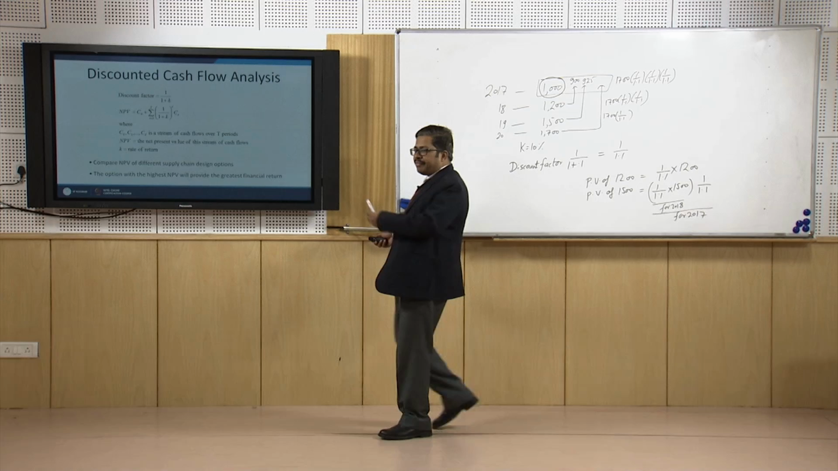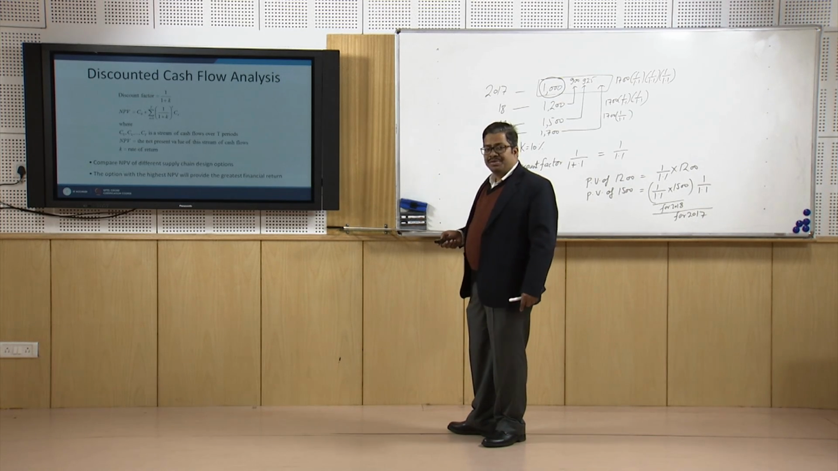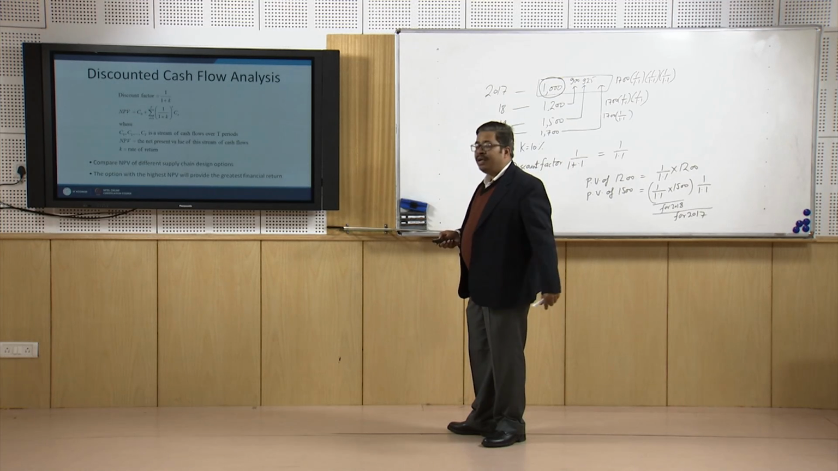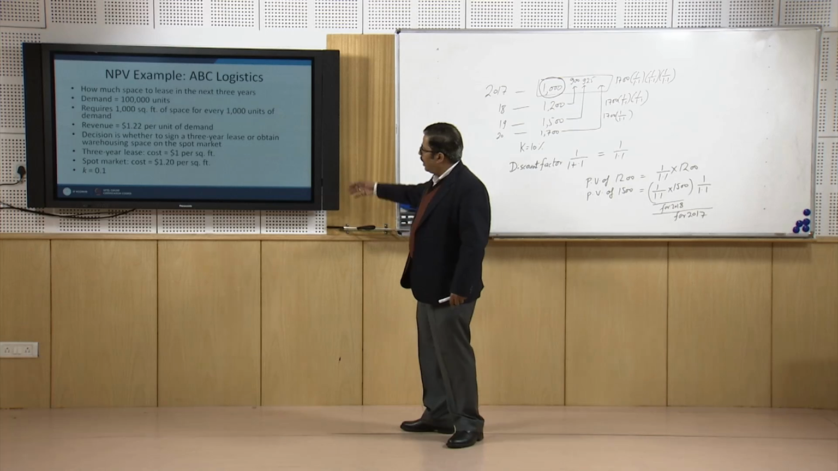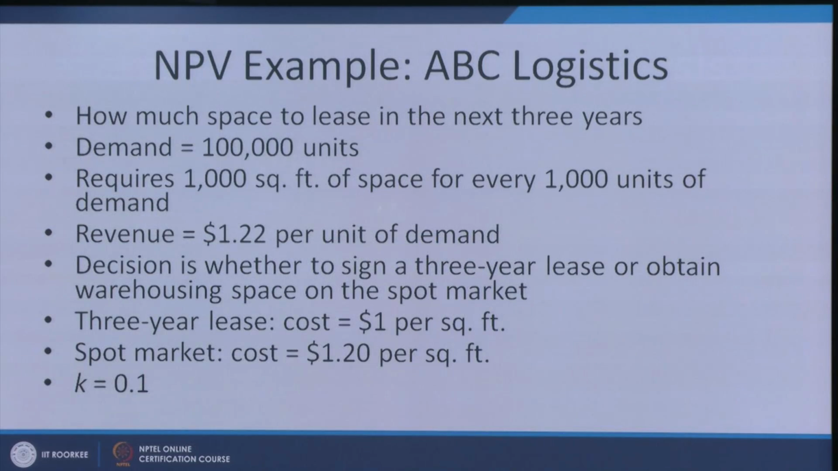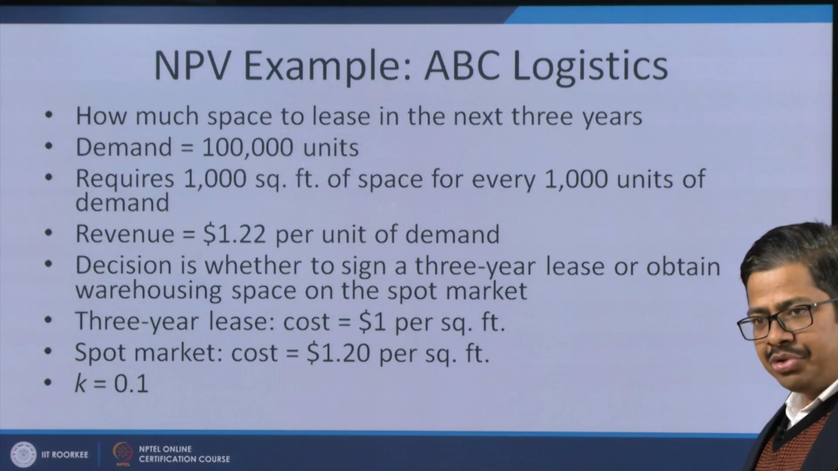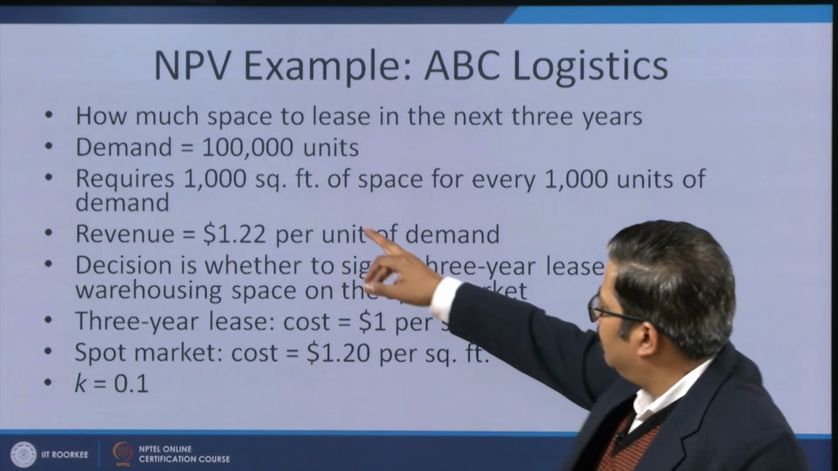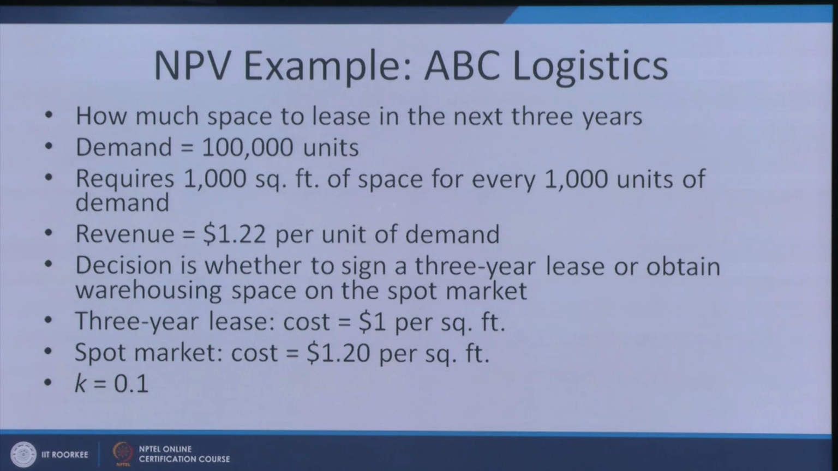So now let us have some data, and with the help of that data we see how we can use this formula for determining a supply chain decision. Now in this numerical example, we consider how much space to lease in the next 3 years, that is the question. The demand is 100,000 units and we require 1000 square feet of space for every 1000 units of demand.